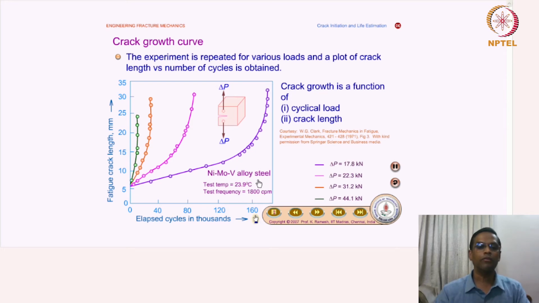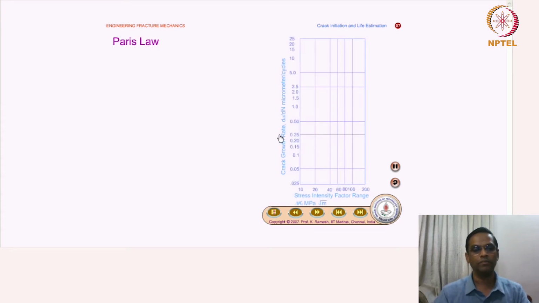And this is typically for a nickel molybdenum vanadium alloy steel tested at 23.9 degrees centigrade. Test frequency is 1800 cycles per minute, and crack growth is a function of cyclic load and crack length. Okay, so this is a typical curve. The point is, as you keep on changing the load, you will get n number of curves for a given material. So this is something you have to think about.